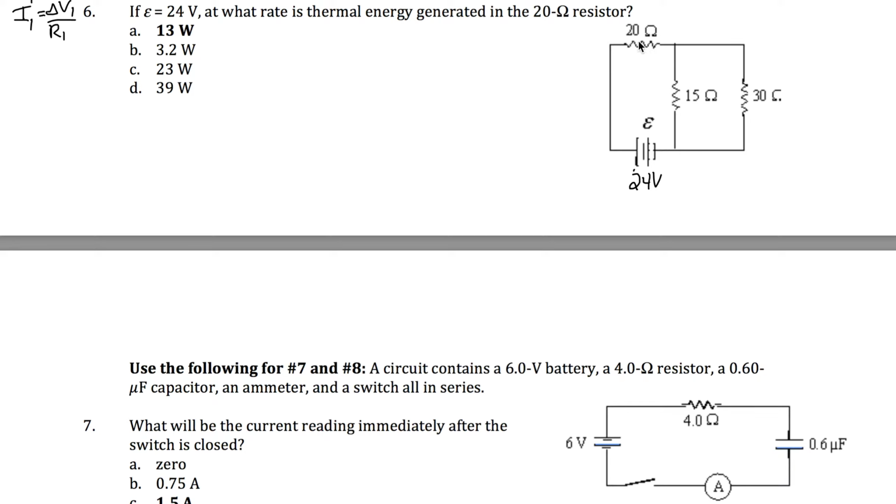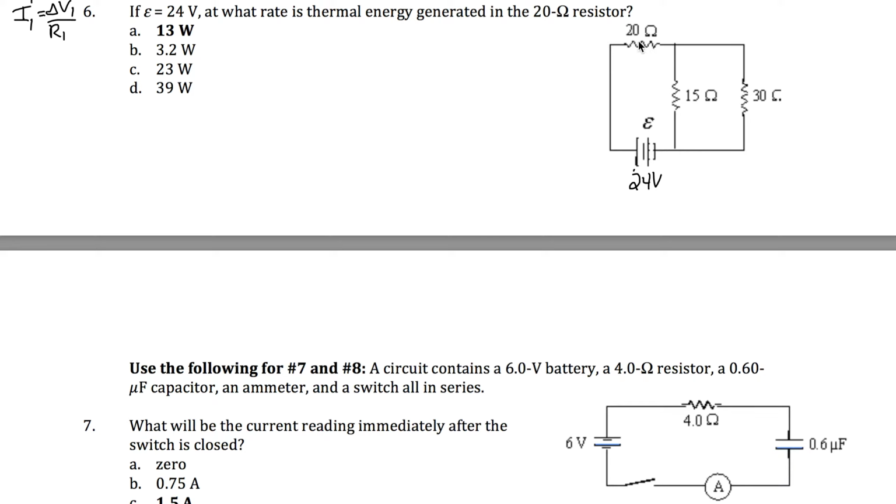So to get power, we need 3 of the variables I, V, and R. We need 2 out of those 3. We only have R. We don't know V yet. We don't know I. So what that means is we have to work backward again. Simplify the circuit and then work backwards.